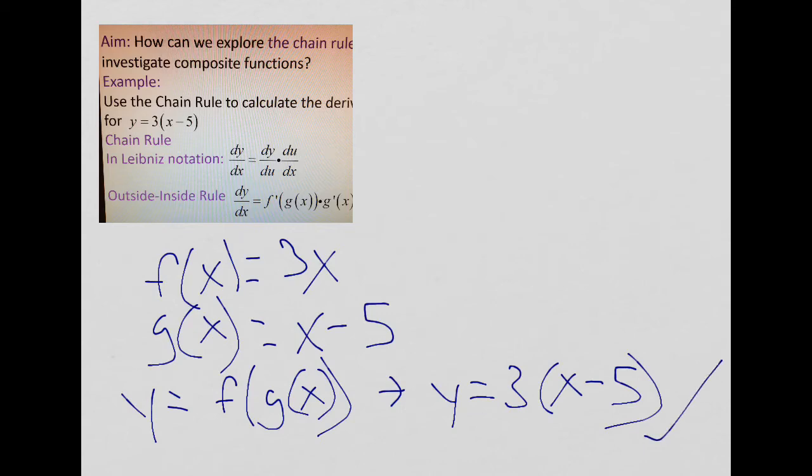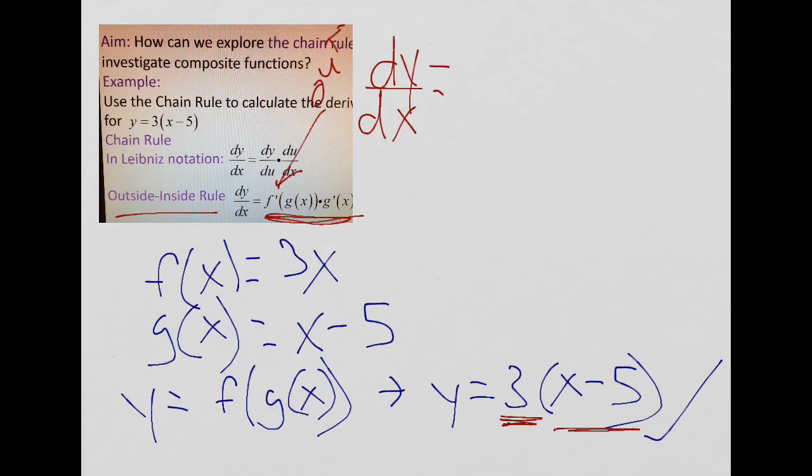So let's do what it says here to do, and this is outside-inside rule. The outside is the 3 times whatever's in the inside. So if I take the derivative of the left side of the equation, I get dy over dx. And now if I start to use this rule, and I do the derivative of the outside, I get 3, and now I have to multiply it by the derivative of the inside. So the inside is the x minus 5.